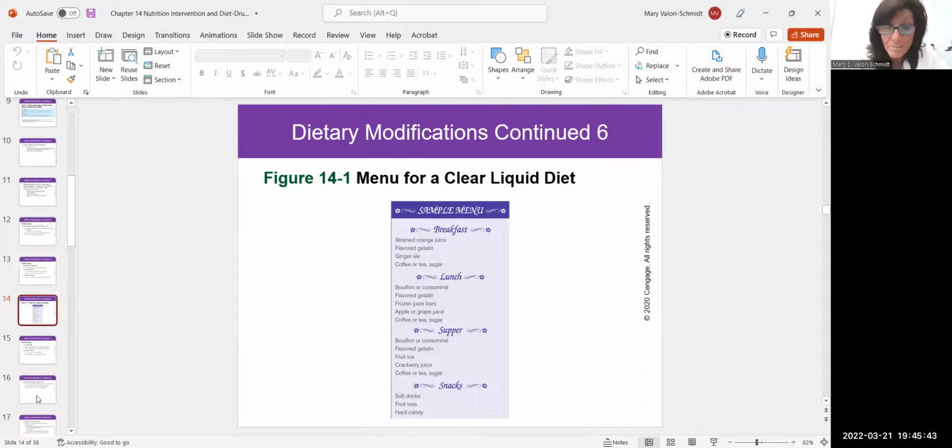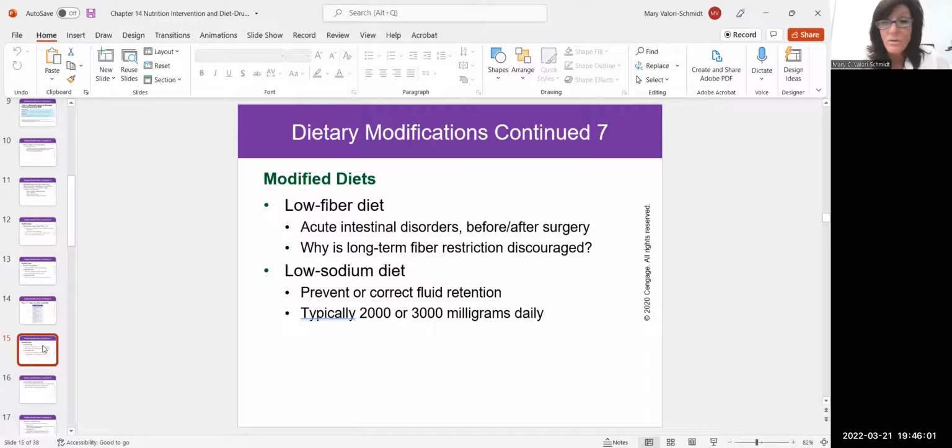They can have bouillon, consomme. Consomme is cold soup, by the way, if you don't know what that is. It's gross. And bouillon is like chicken broth or beef broth. They have cranberry juice here, but in the hospitals, we do not give cranberry juice as part of a clear diet. So anyway, there can be low fiber diets, low sodium diets, right?